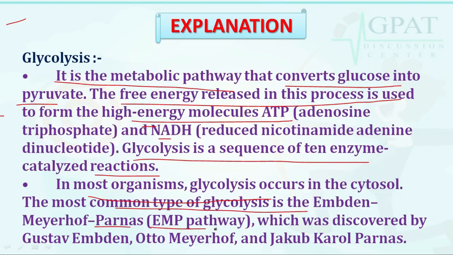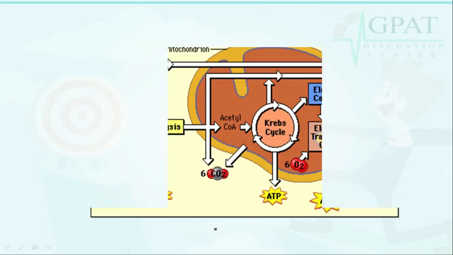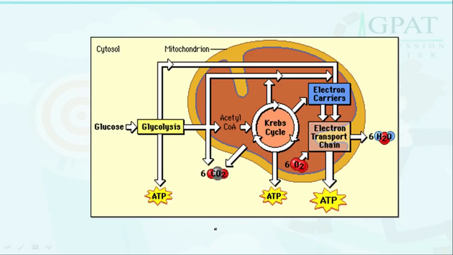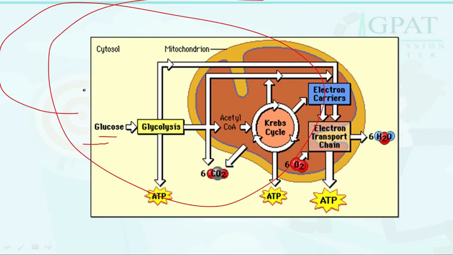Let's discuss with the help of a schematic diagram. Here we have just a cycle which shows the formation of glucose and conversion of glucose into pyruvic acid. This is the whole pathway, students, and it occurs in the cytosol. This is the cytosol. So moving on to the next question.